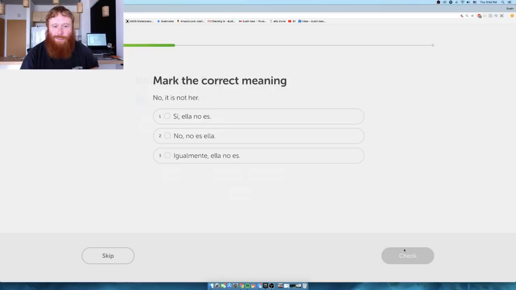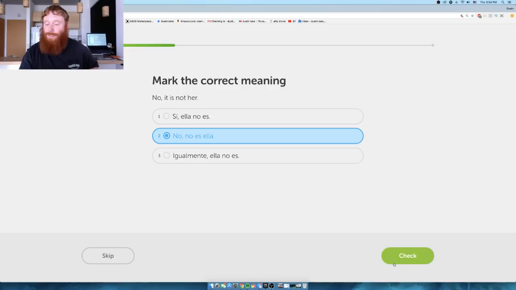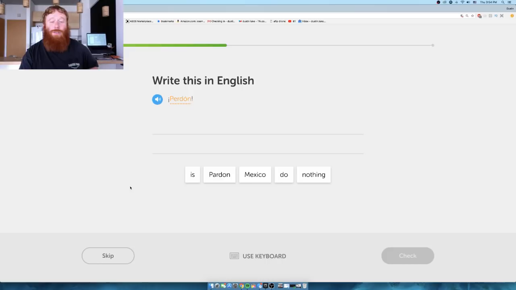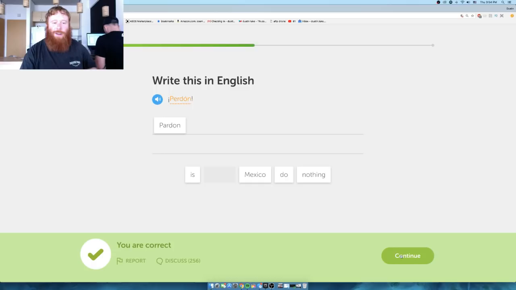Yeah. Mark the correct meaning of no is not her. So that'd be that one. No es ella. Perdón. That means like sorry or pardon. Do people say pardon in English? I usually say excuse me. Like, pardon, I would think, would be, like, excuse me, not pardon. I guess pardon is more of a southern thing. But usually I would just say, like, excuse me, please.